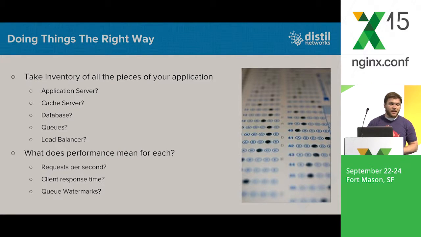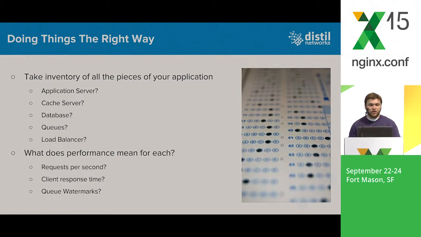So in addition to your application server, do you have something serving as a cache server? Do you have a database? Do you have queues that can back up and run down? Do you have a load balancer? And also, taking a step back and thinking, what does performance actually mean for each? Does it matter how many requests per second you can actually serve if your client response time goes in the tank? Do you have to worry about queues backing up and then dropping off, and hitting watermarks that you can no longer handle? When you think of performance, what does it actually mean for each of these components?